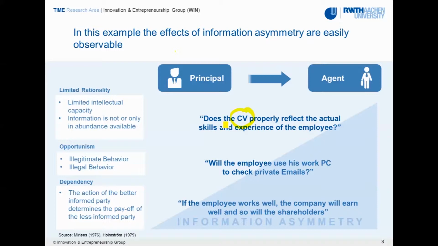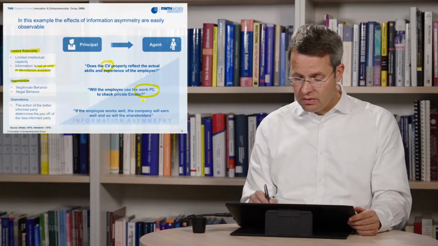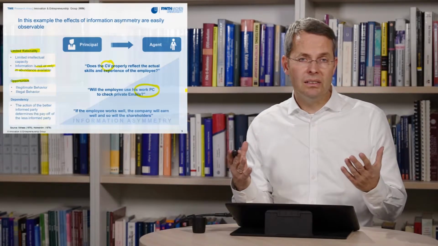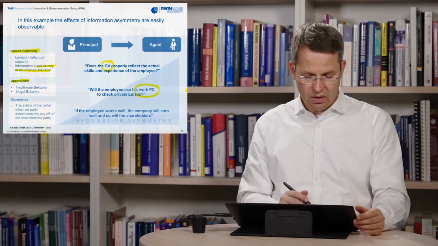This is why you have to think about these points in the work contract, because first of all, you have limited rationality. You have limited information when you start this job, when you start hiring someone. So the information is not always fully available, and you also cannot try to get all the information because it takes far too much time. Secondly, you have potential opportunism, as in the case of using the work PC also to check private emails. The employer is not able to check on that on a regular hourly basis.